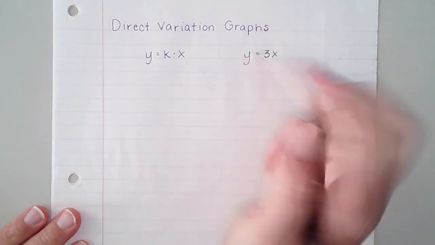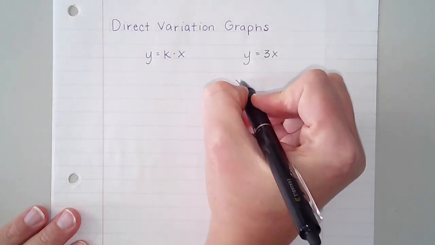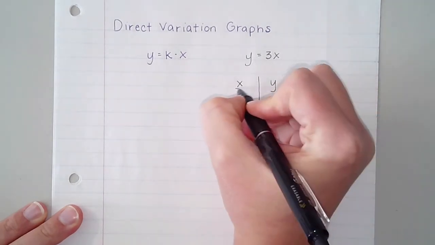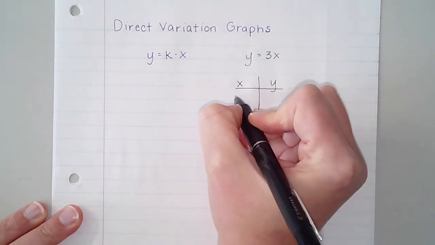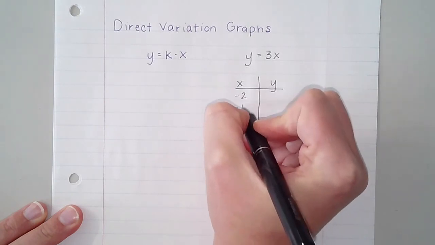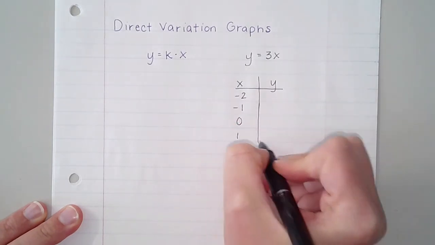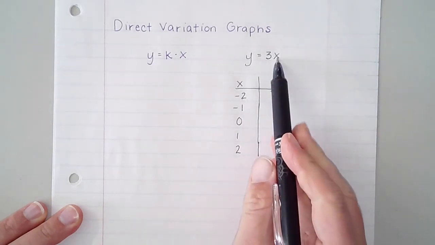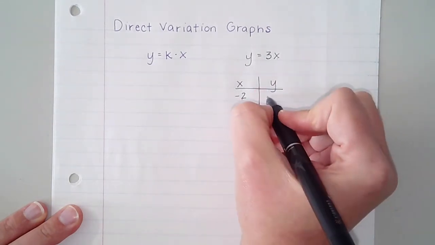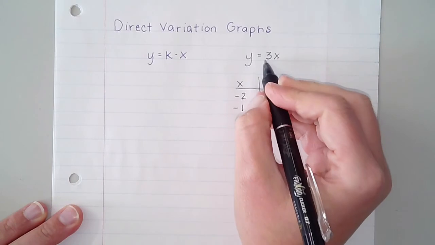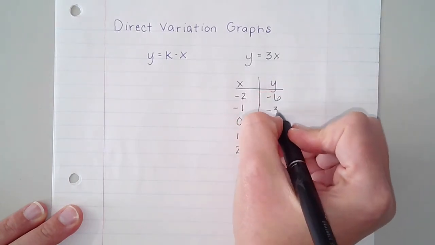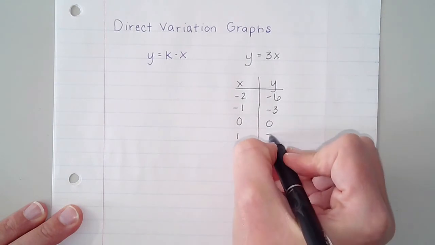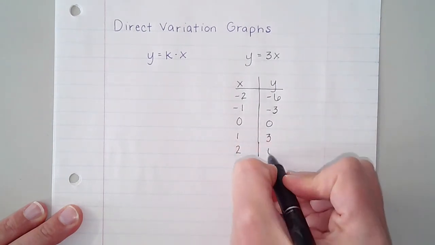So let's just make a quick table of what y equals 3x would look like. And because I'm trying to graph here, I'm just picking some negative x values and some positive x values. And if I plug those in for x here, 3 times negative 2 would give me a y value of negative 6. 3 times negative 1 gives me negative 3. 3 times 0 is 0. 3 times 1 is 3. 3 times 2 is 6.